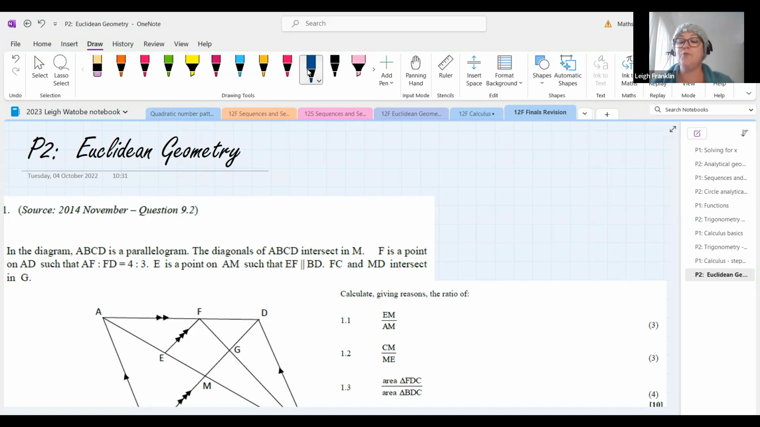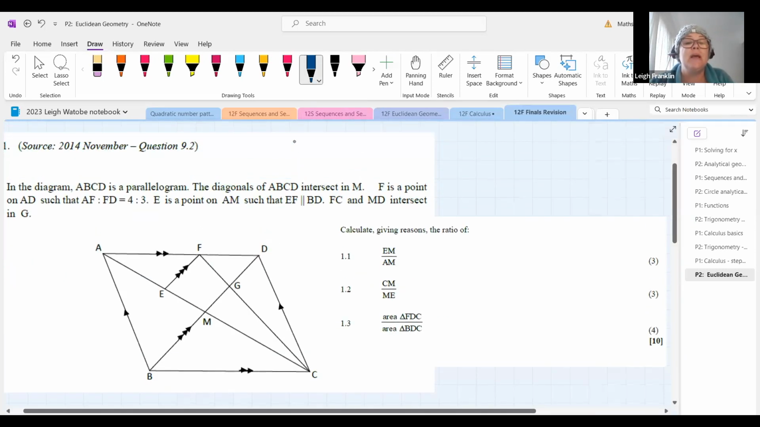And we're going to work through these together. Okay, the first question that we have this evening gives us in the diagram ABCD is a parallelogram. Let's just move it down a little bit. The diagonals of ABCD intersect at M. F is a point on AD such that AF is to FD is 4:3. And they've told us E is a point on AM such that EF is parallel to BD. And FC and MD intersect in G.